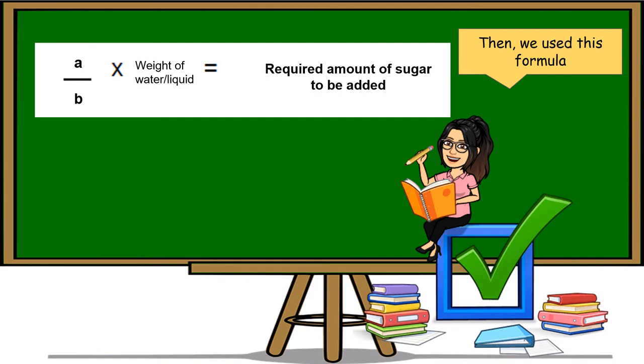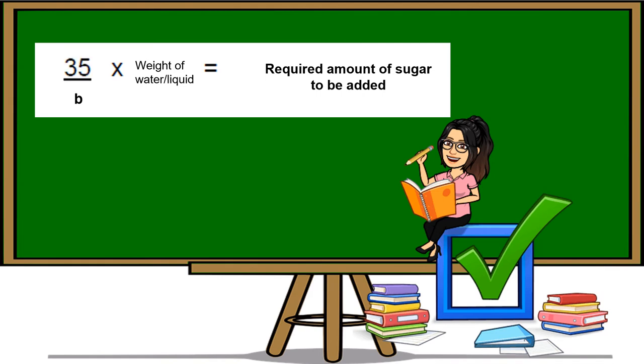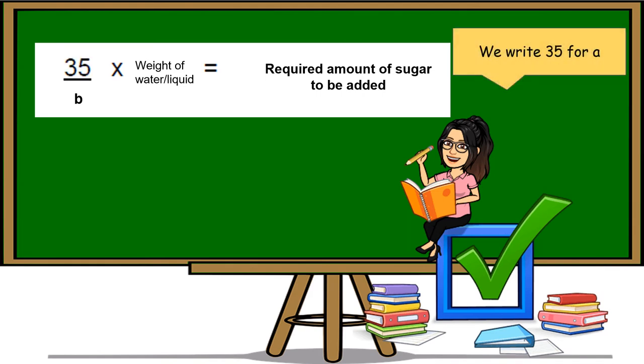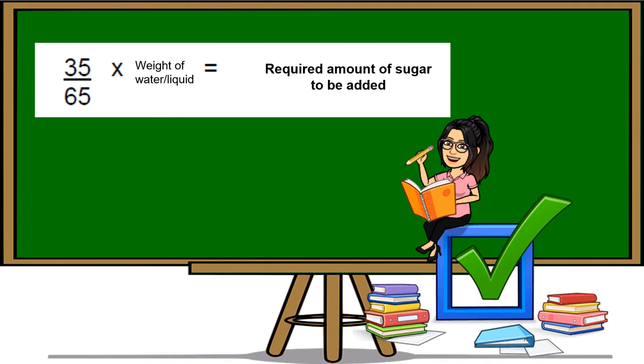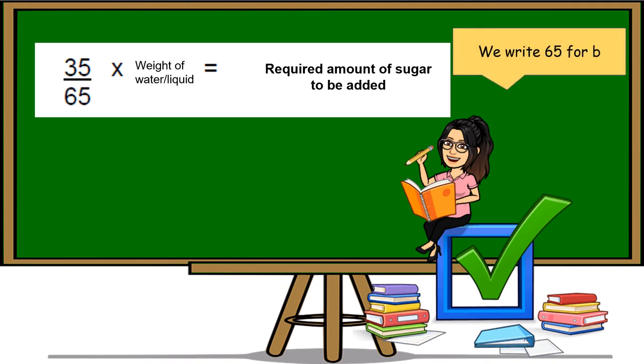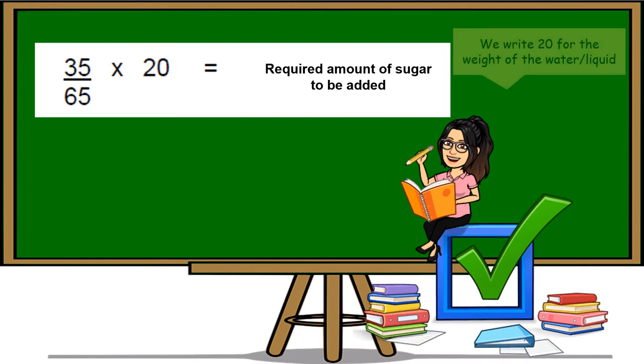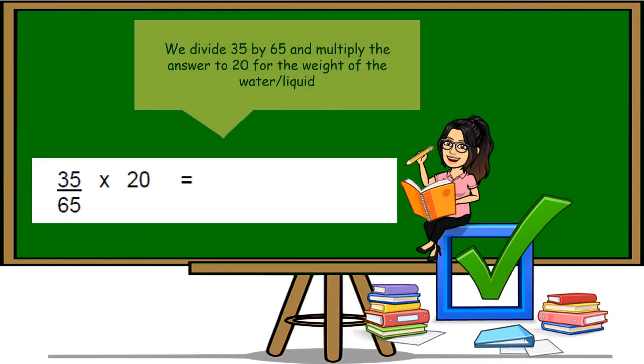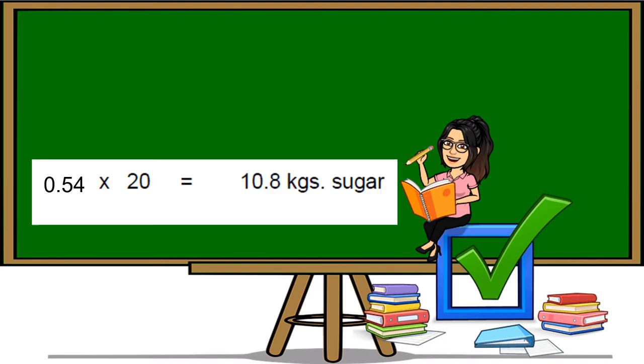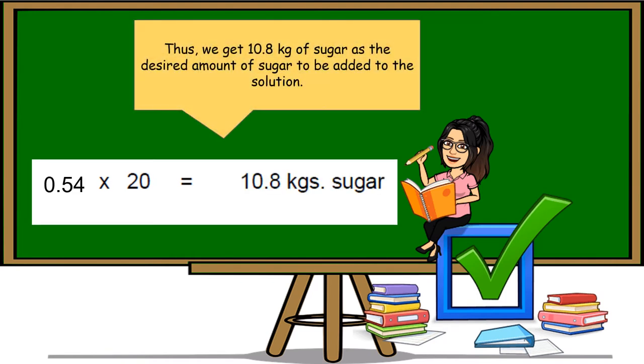Then we use this formula. We write 35 for A and we write 65 for B. We write 20 for the weight of the water or liquid. We divide 35 by 65 and multiply the answer by 20 for the weight of the water or liquid. Thus, we get 10.8 kg of sugar as the desired amount of sugar to be added to the solution.